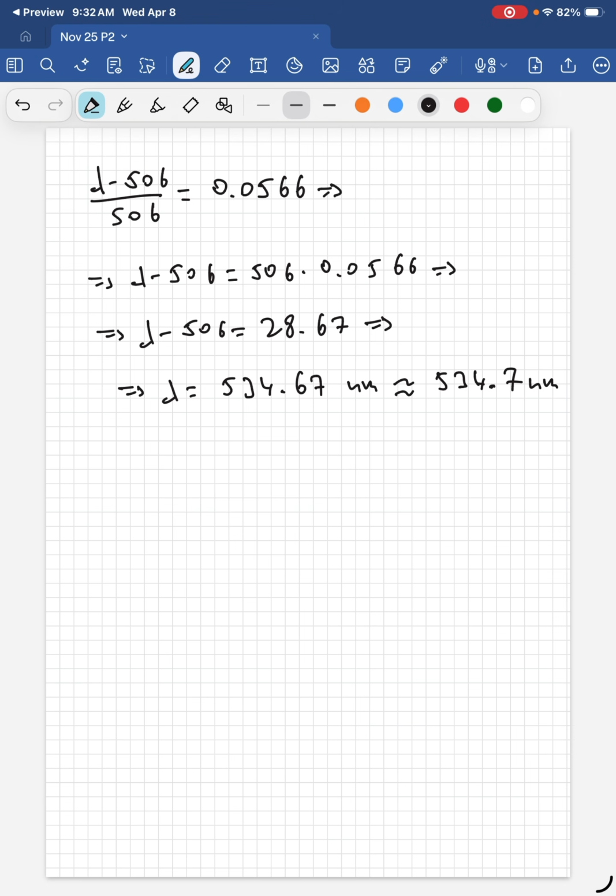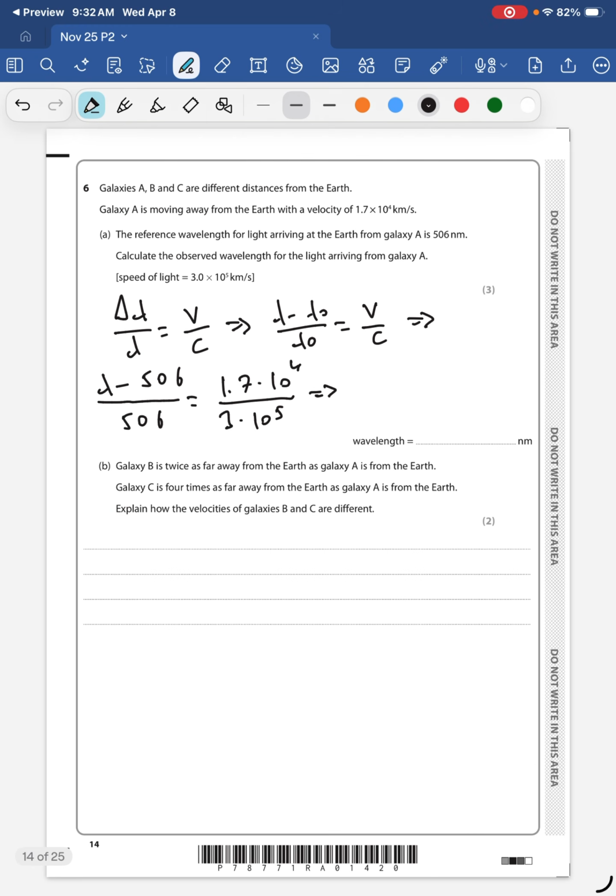Okay, so if it moves towards us, we will see the blue shift. Therefore, the observed wavelength will have a smaller wavelength than the normal one.